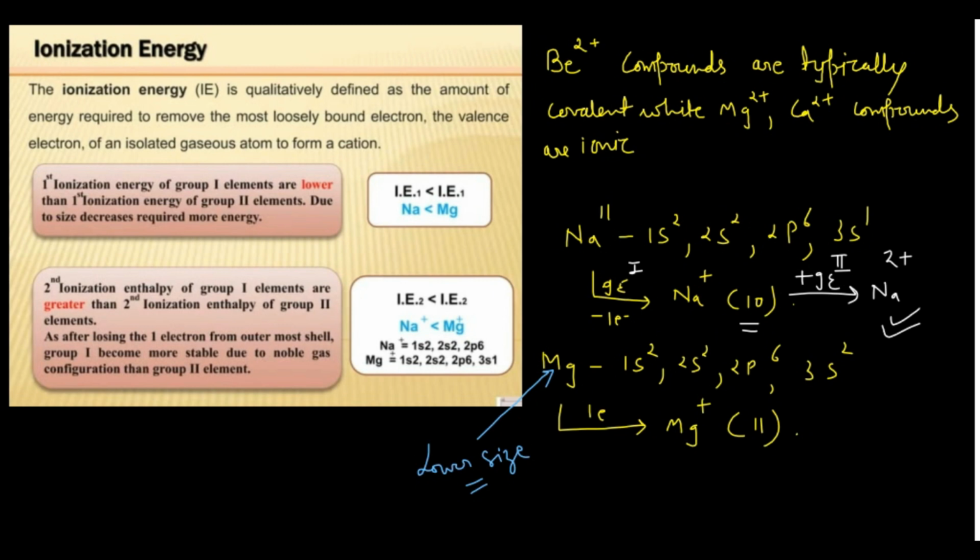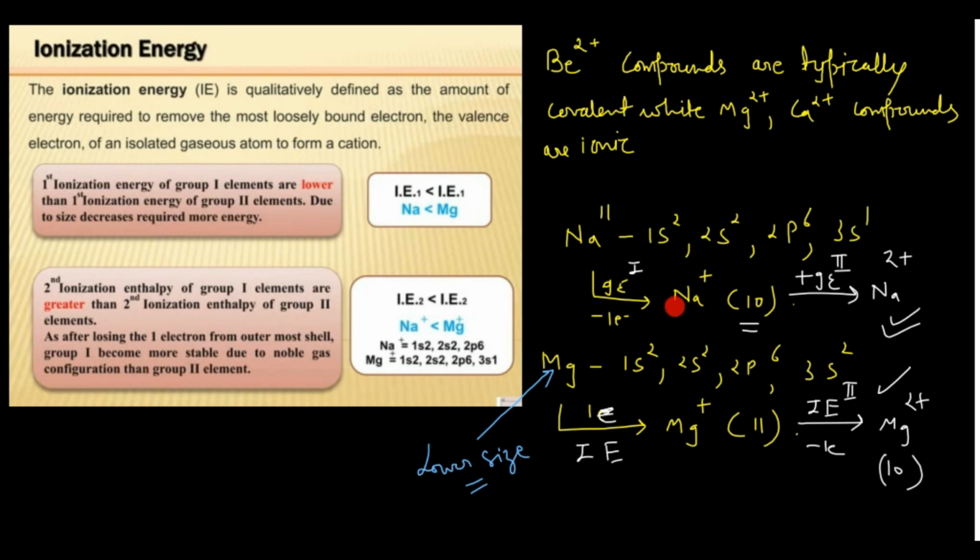But in the case of magnesium, if you supply some more energy, the second ionization potential, it will again lose an electron to form Mg2 positive, and it will now have 10 electrons. So the second ionization potential would be quite lower when compared to the alkali metals.